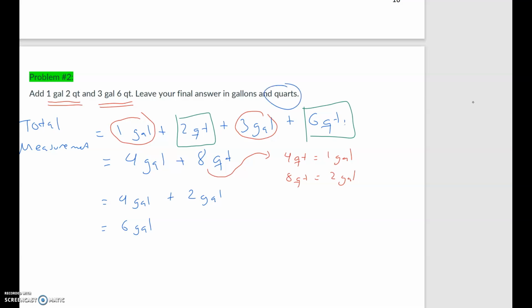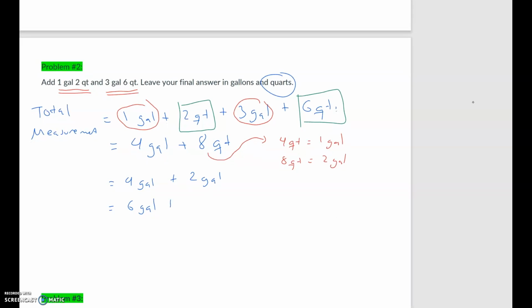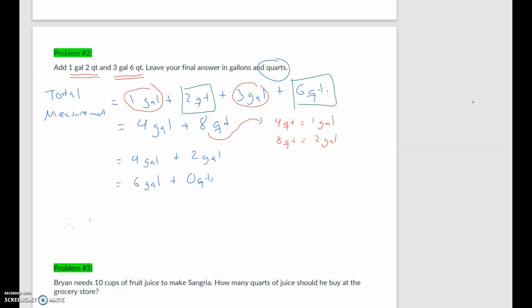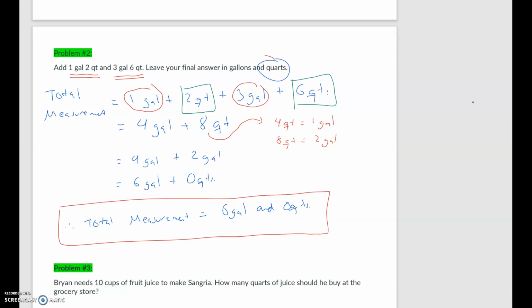If this is one of the problems using the software, they may want you to express it as 6 gallons plus 0 quarts. Let me just rewrite it as the total measurement is equal to 6 gallons and 0 quarts. They may be expecting the 0 portion there, even though it cancels out. And this is just because of the writing. They want it in gallons and quarts. So there may be a position there where they want you to put the comma for the 0 quarts, even though they cancel out.